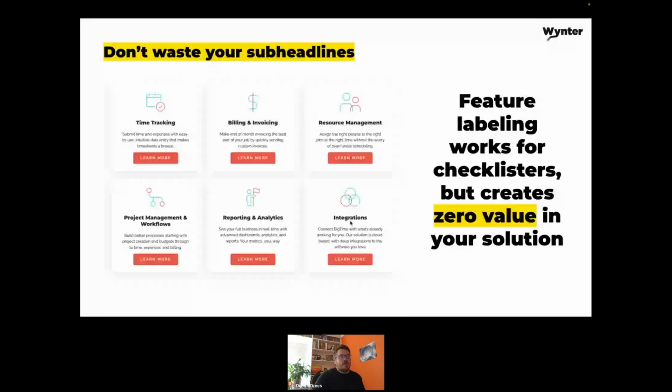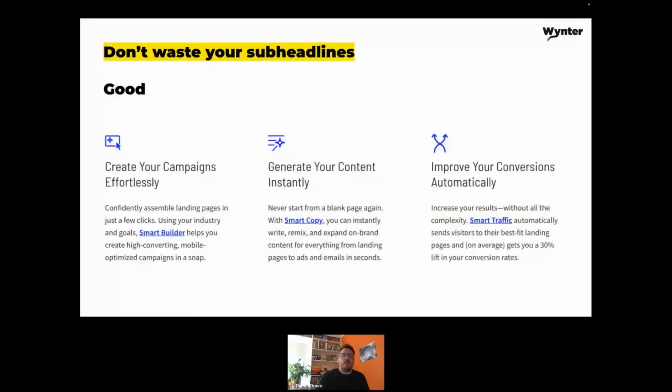An example of a better headline, in my view, from somebody who had also tested through Wynter: creating your campaigns effortlessly, generate content instantly, blah, blah, blah. This at least is not a wasted opportunity. They could have easily just labeled this smart builder, smart copy, smart traffic. That would really be a wasted headline opportunity. It doesn't tell me much. It's just labeling your product name, your product feature name. This is maybe still a little too cutesy in general, but at least it is closer to the right approach overall.